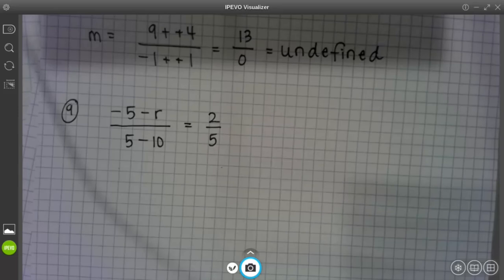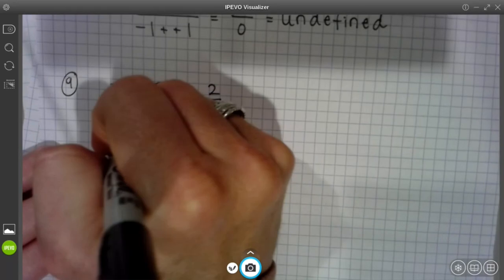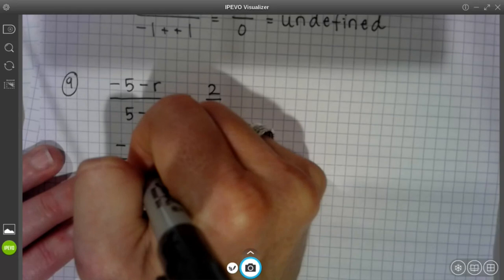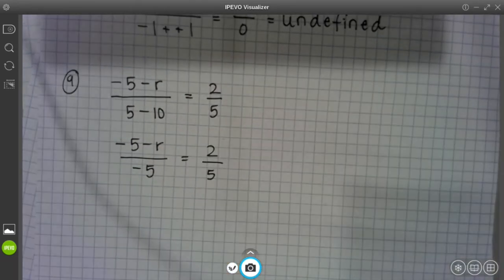That is my change in y over my change in x. I'm going to fix this though because I know what 5 minus 10 is. I know that's -5. So I'm going to make this (-5 - r)/-5 = 2/5. There's a couple different things you can do to solve this now. The way we train you to solve it is by cross multiplying. So guys, you should cross multiply and set them equal.